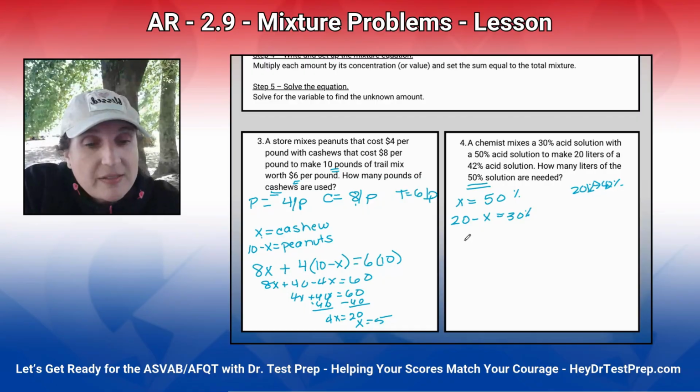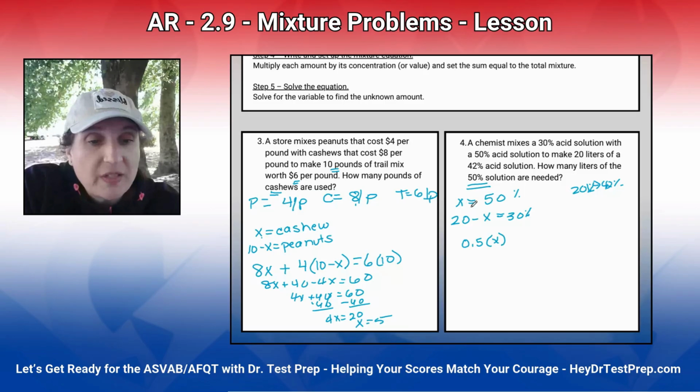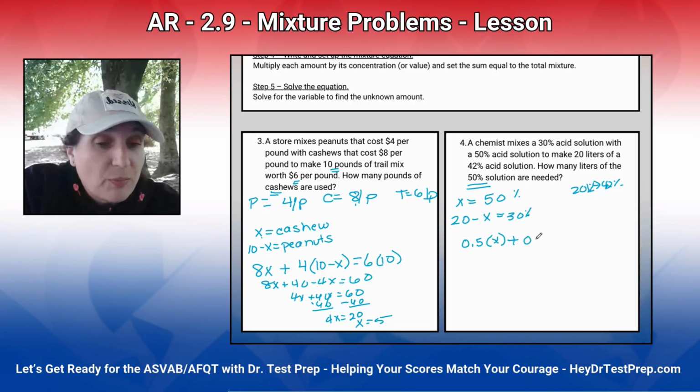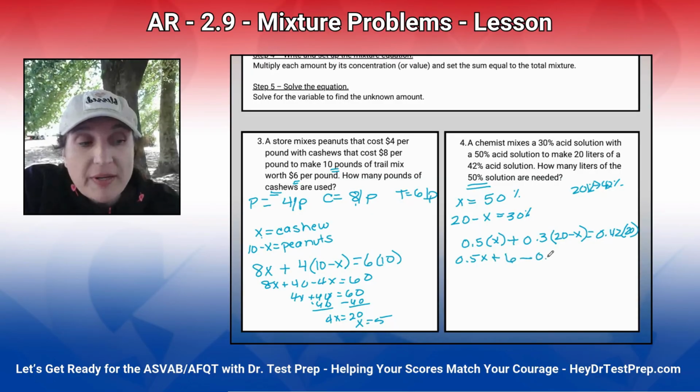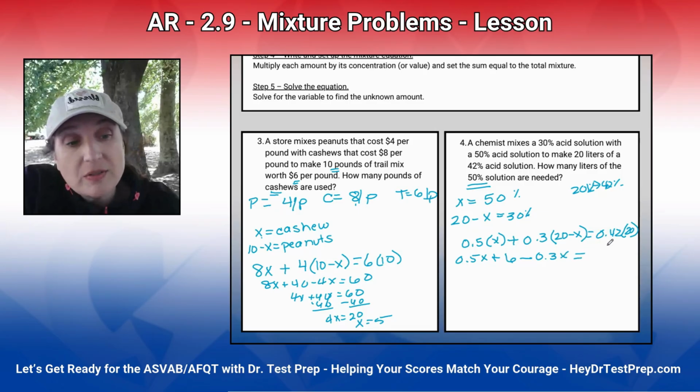So when we solve and write this equation, we've got 0.5 times X here plus 0.3 for 30% times 20 minus X for this equals 0.42 times 20. So let's simplify. 0.5X plus, this will be 6, minus 0.3X equals 42 times 2 is 84.